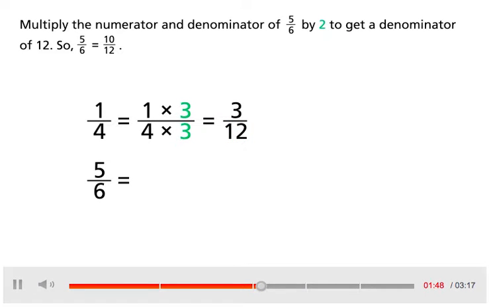Multiply the numerator and denominator of 5/6 by 2 to get a denominator of 12. The quantity 5 times 2 divided by the quantity 6 times 2 equals 10/12. So 5/6 equals 10/12.